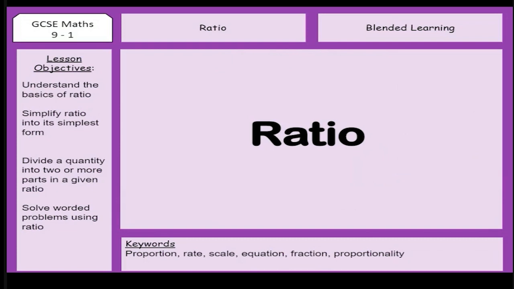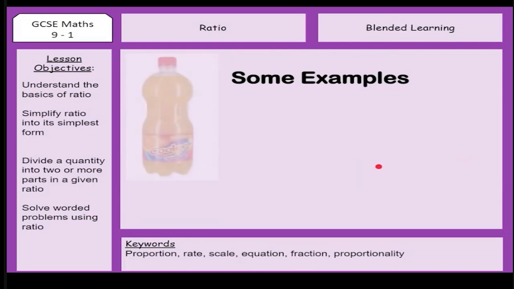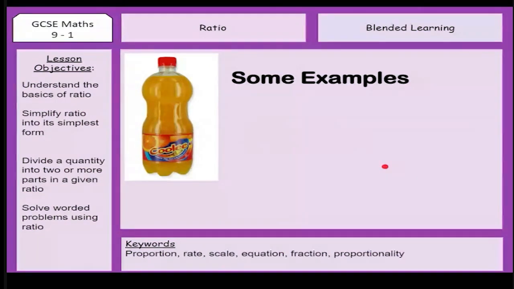So let's look at some real life examples. Cordial. So in this case, orange cordial, it could be something like Ribena. When we're mixing cordial, we put so much juice into so much water. Again, that's a personal preference, but it is using ratio.